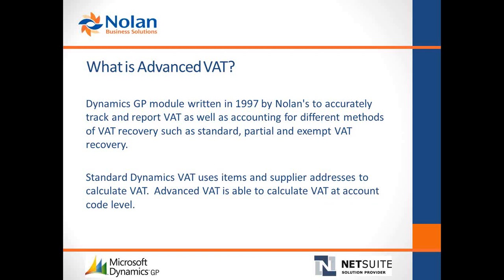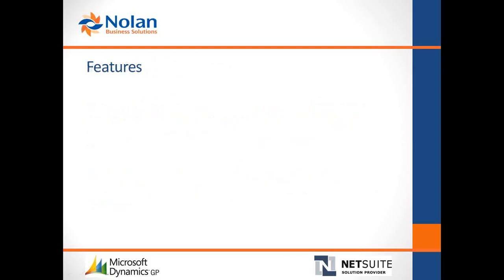We can set that up at the general ledger account code level to say anything that posts to these general ledger accounts gets a partial VAT treatment. Anything that is posted to another, maybe trading, department would get standard VAT. So that's really the difference between standard VAT and our Nolan Business Solutions Advanced VAT.